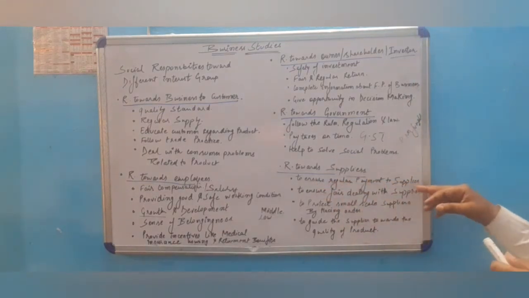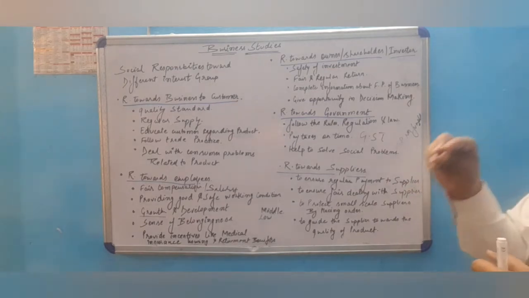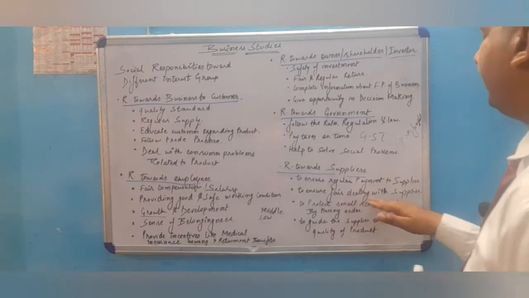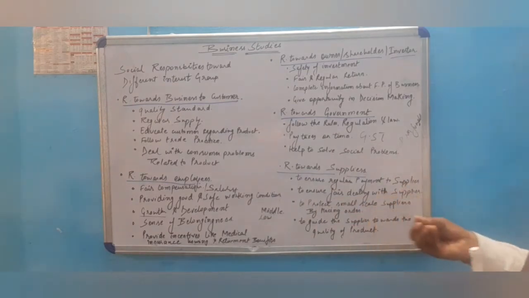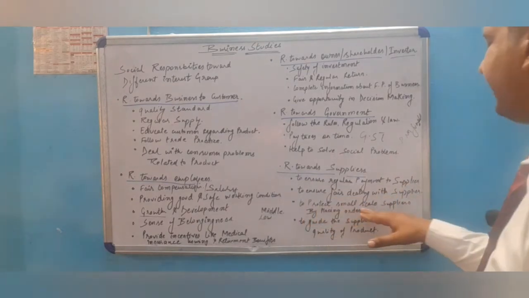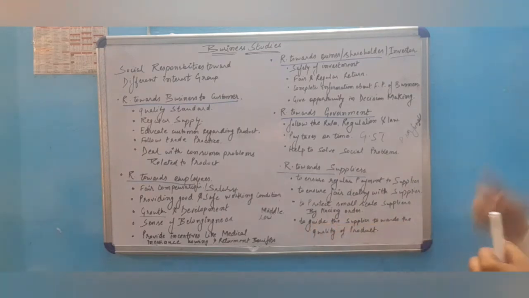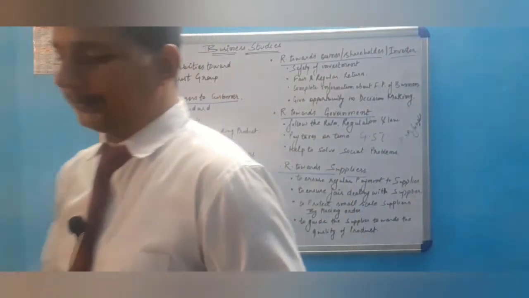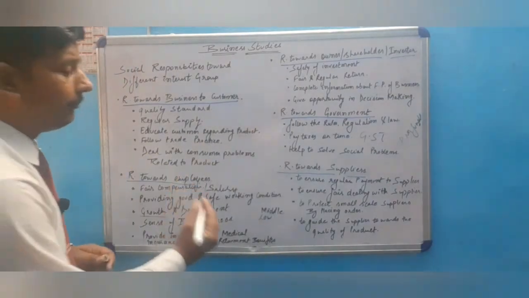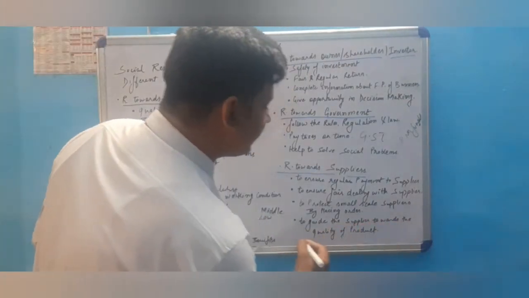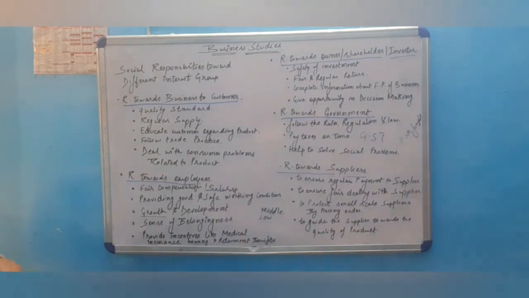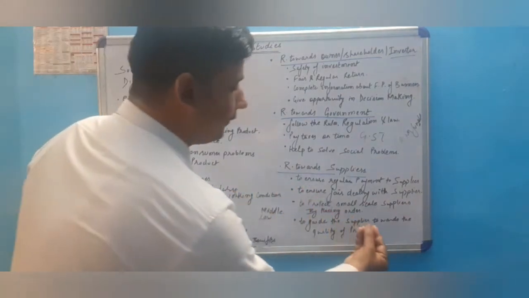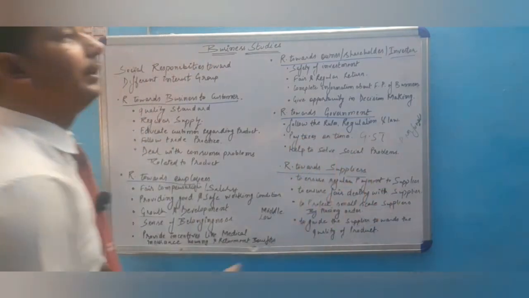Now, what are the responsibilities towards suppliers? To ensure regular payments, the business should pay the supplier regularly. To ensure fair dealing, they should deal in a fair way. To protect small scale suppliers, the business should place orders with small scale suppliers to save them. And to guide the supplier towards the quality of the product, they should also guide whatever quality they should improve or change.